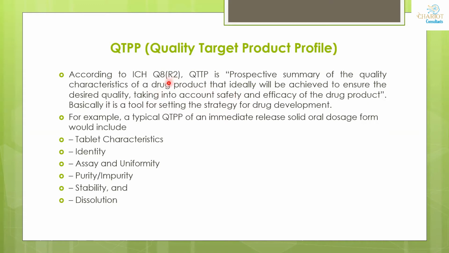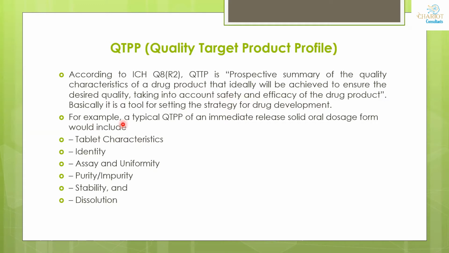Based on ICH Q8 revision 2, QTPP is a prospective summary of the quality characteristics of a drug product that ideally will be achieved to ensure the desired quality, taking into account safety and efficacy of the drug product. Basically, it is a tool for setting the strategy of your drug development to ensure safety and efficacy.